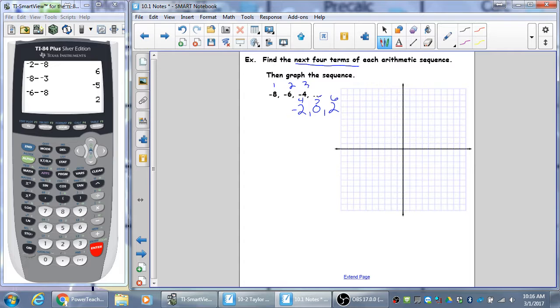So we have 1, negative 8. 1, 2, 3, 4, 5, 6, 7, 8 down here. 2 is negative 6. 3 is negative 4. 4 must be negative 2. 5 is 0. And 6 is 2. Now we don't play connect the dots because we don't have any of the values in between. We only have these values. So when you graph a sequence of numbers, you just get dots. We don't play connect the dots like we do with a function because it's only at the integers.